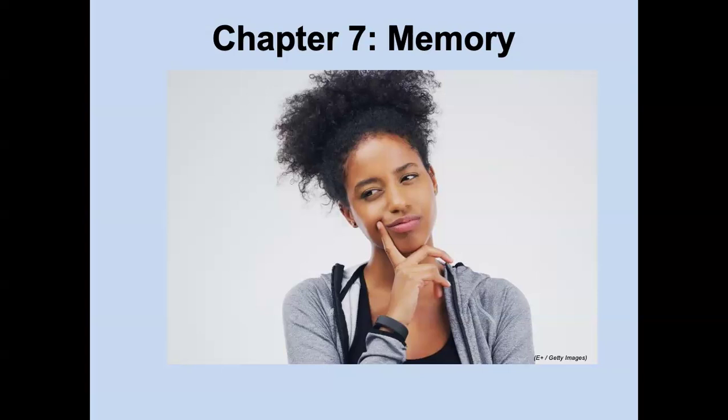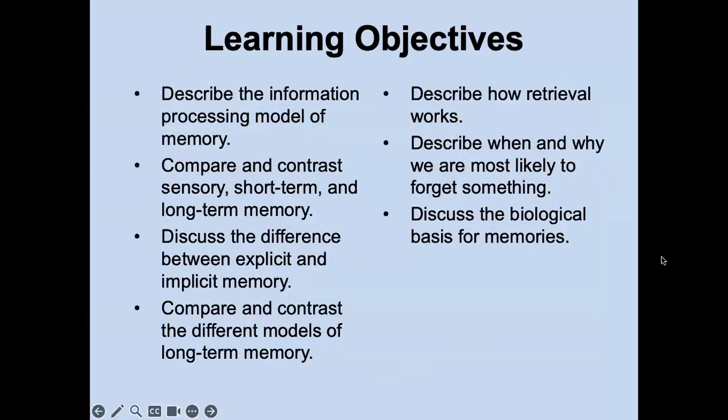We have a couple of chapters coming up. This is the first of them. The next one is about intelligence, and the one after that is about motivation. And I would like to take these 3 topics together. So I would consider it to be the first part of 3. Okay, let's get going. So these are our learning objectives.